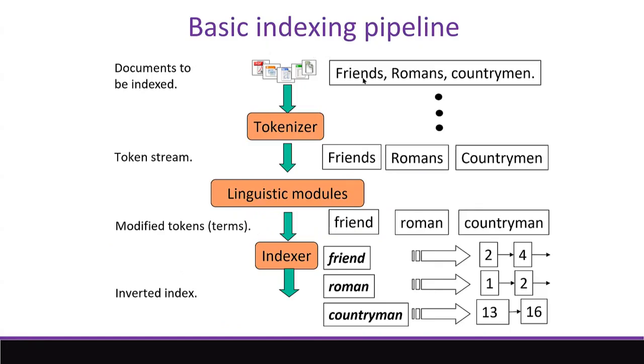So in the basic indexing pipeline, you have the words, you do tokenization, you use the linguistic module, okay, and then you have friend, Roman, and countryman. You start to create the index. Then maybe the factorization of the words, maybe the tense of the words, or the pronouns, and then maybe some other labeling, you are labeling the text as well, okay.